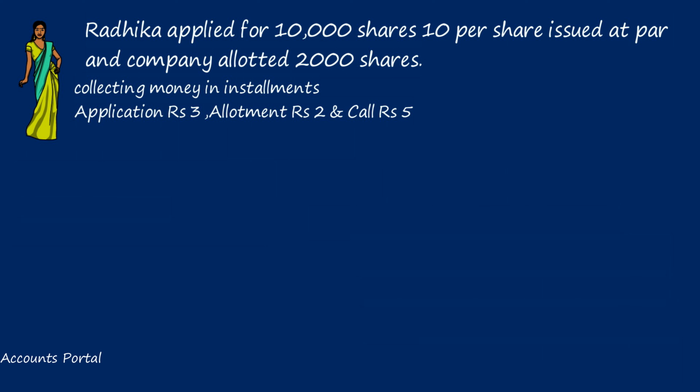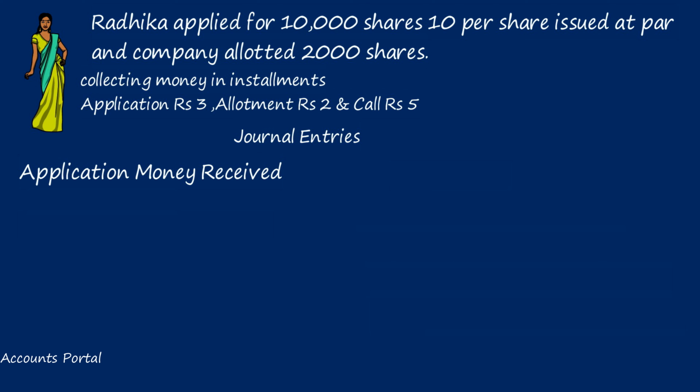No, only 2000 shares. What was the extra amount paid by her? 8,000 into 3, how much? 24,000. In case of pro rata allotment, the excess application money will not be refunded. This excess 24,000 will be adjusted against allotment and call money. After adjusting allotment and call money, if there is still excess, that excess should be refunded.